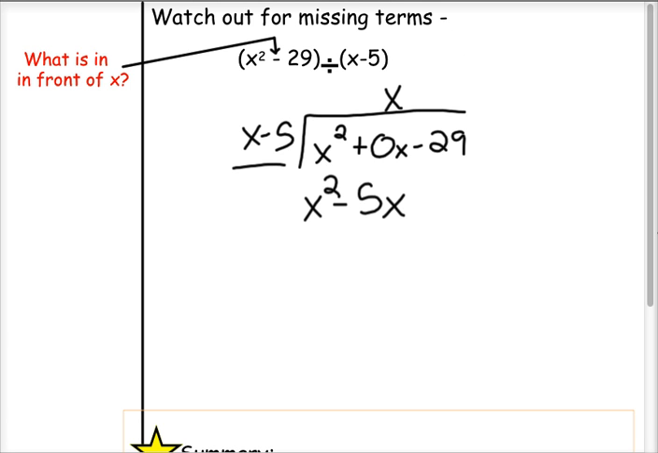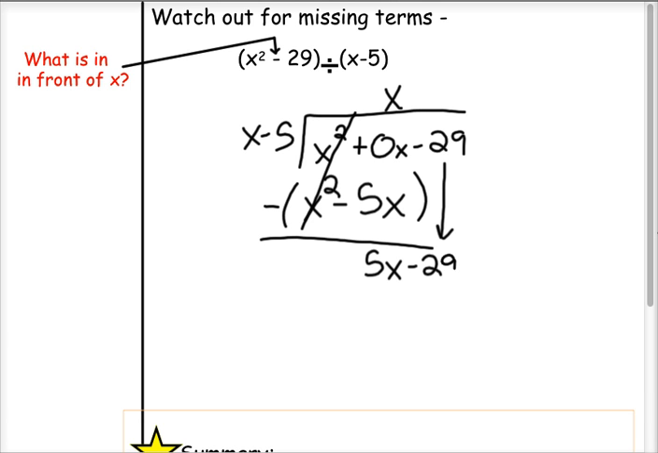And again, why am I doing that? Well, the reason is that now I can see how close I got. Again, the goal is that the first term should always cancel. That's always the first thing that we want, to remove one term at a time. So now 0x minus a negative 5x. Well, subtracting a negative 5 is the same thing as adding. So really 0x plus 5x leaves us with a 5x. And now I'm going to pull down that negative 29.